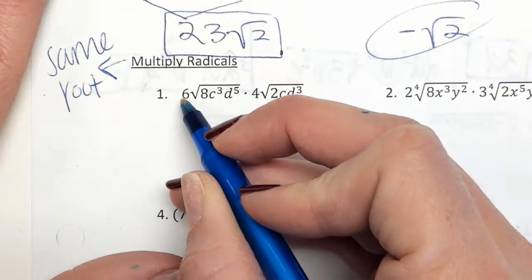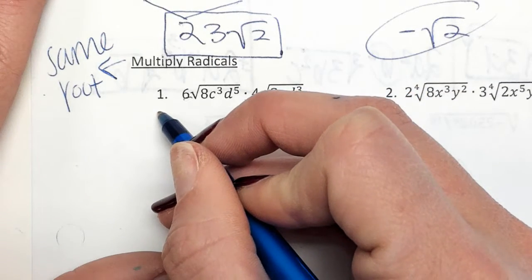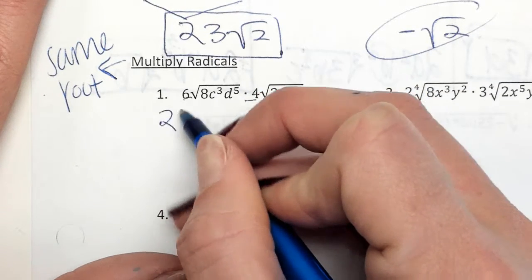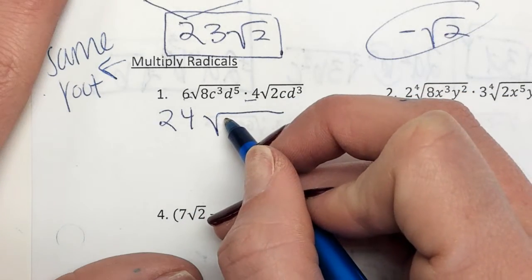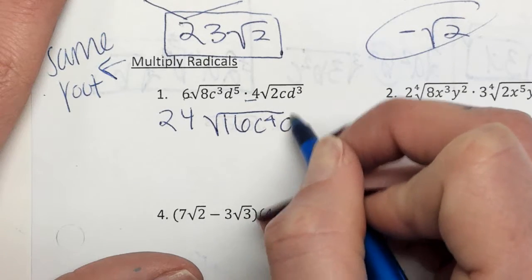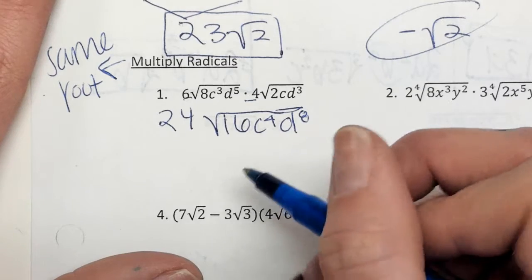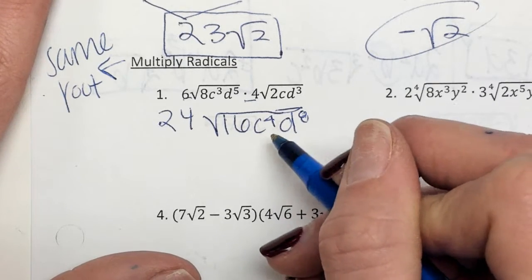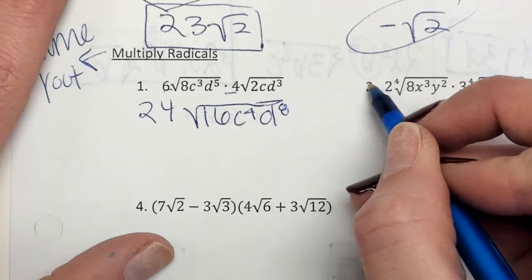So start by multiplying what's on the outside. 6 times 4. That'd be what? Good. And then on the inside, when we multiply what's on the inside of each one, what would we have? Very good. And y'all know what to do from here because y'all know how to simplify radicals. So I want you to finish this one on your own and number 2.